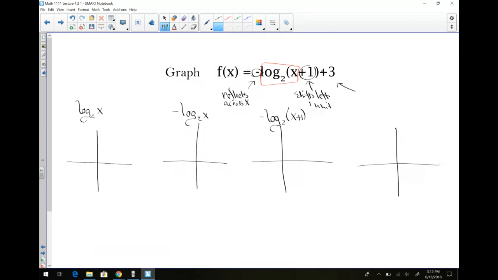And then this plus 3 out here means that you're going to have a vertical shift. It's on the outside of the function, so you're going to raise everything up by 3 units.